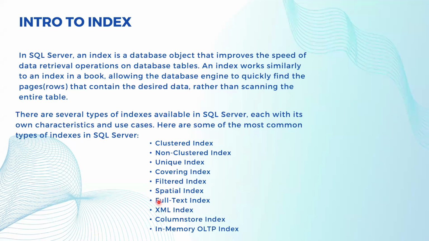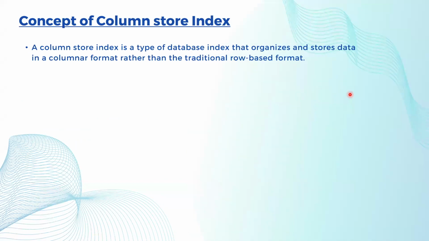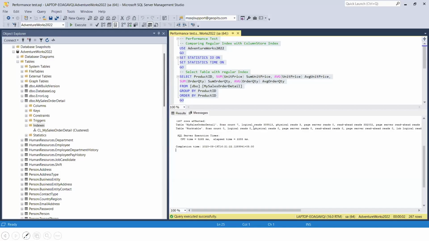Okay. So a column store index is a type of index that organizes and stores data in a columnar format rather than the traditional row-based format. For that, I just want to fetch 267 records. For fetching 267 records, it takes logical reads 333,513, meaning it is reading that many pages. And you can see here the CPU time and elapsed time. I'm going to note that to see the performance.